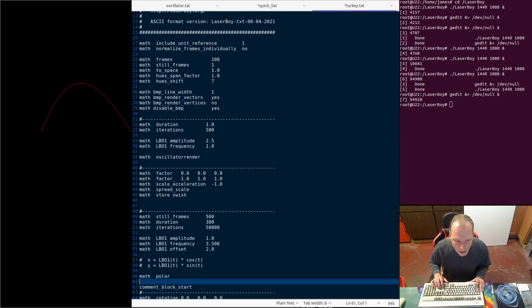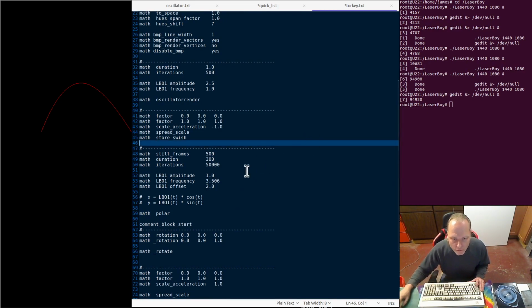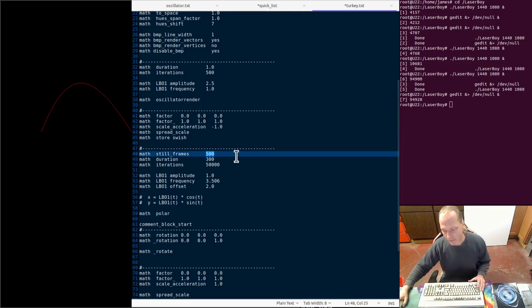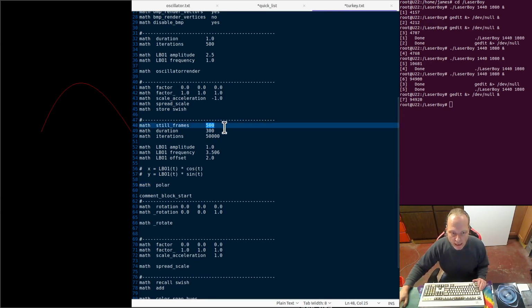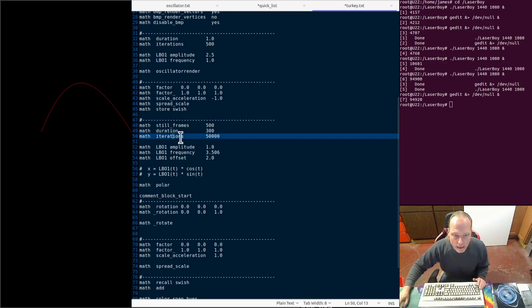So the next thing we do is we're actually calling a generator. So this is going to render a new frame set in the registers. We're saying still frames is 500. Basically, this is a still frame generator because it has no underscore leading it. So we're going to calculate this single frame thing, but I want 500 consecutive frames of them in the frame set. Okay, the duration is 300 iterations of 2 pi, or 300 trips around the circle, and iterations, the number of vertices in each frame, is 50,000.